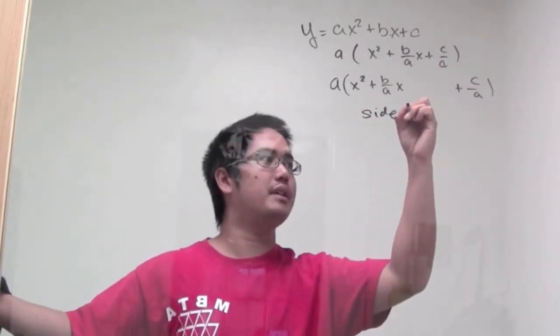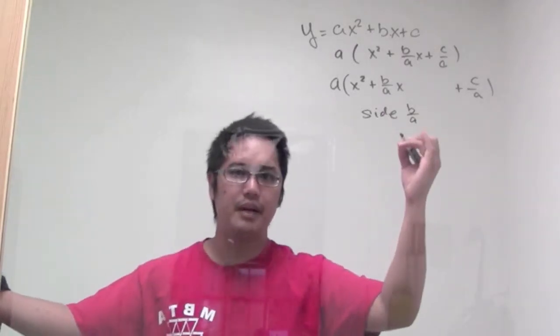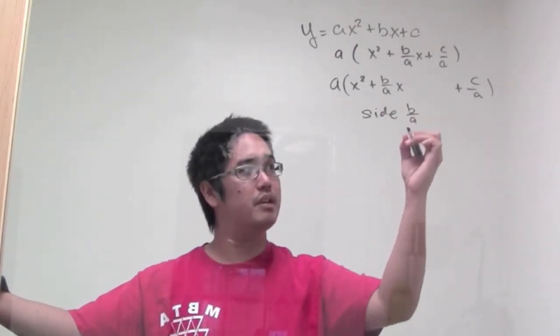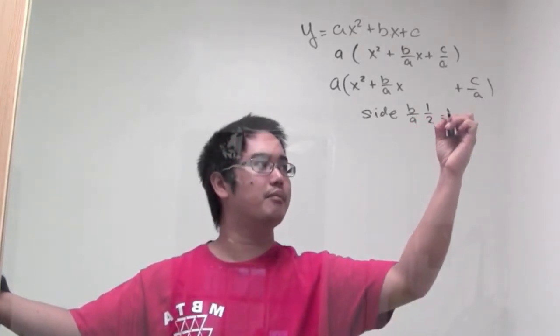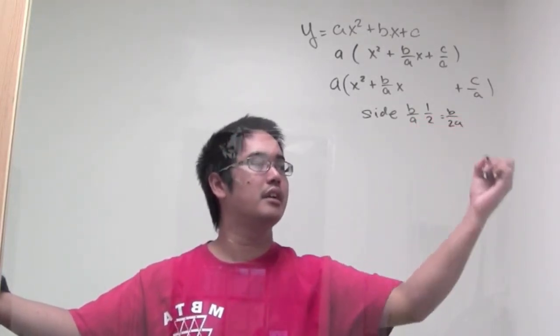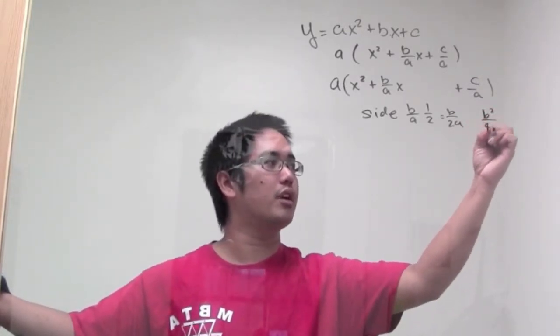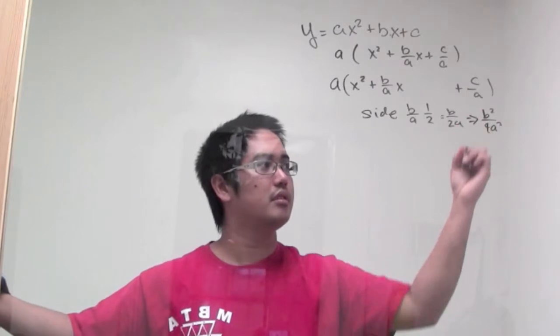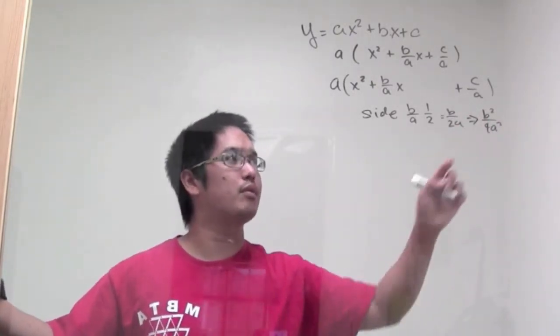What I have is b over a. I'm going to take this value, divide it by 2 and square that. So b over a divided by 2, which is also multiplied by 1/2, b over 2a. And then square that, that would be b squared over 4a squared. I didn't put an equal sign because it's actually not equal, it's squared.